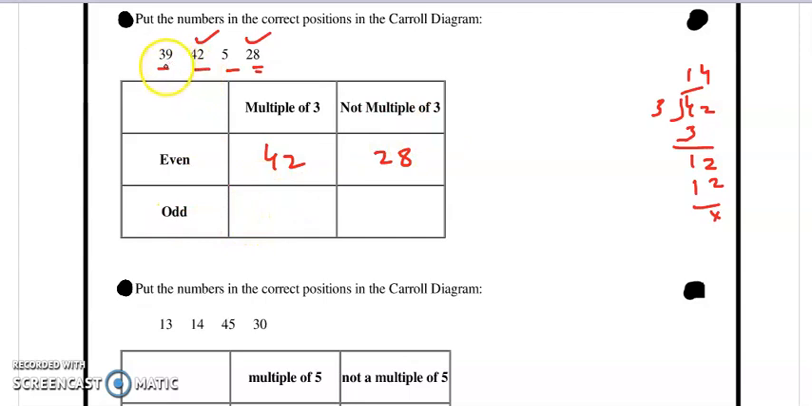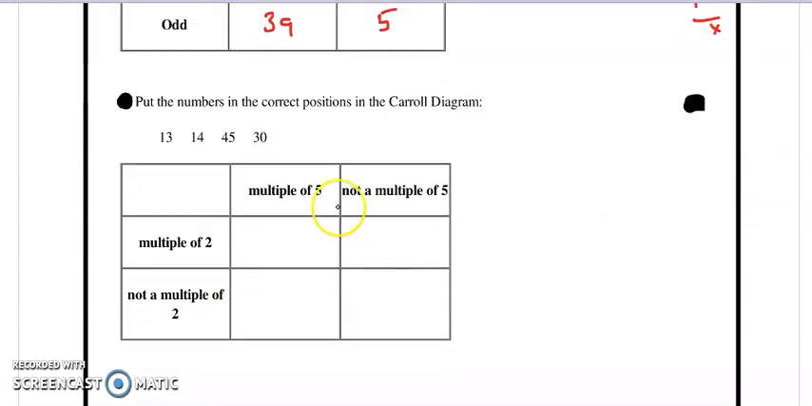And if I look at the odd numbers, there are two odd numbers, 39 and 5. Out of that, 39 is a multiple of 3 and odd, so it will be written here, but 5 is not a multiple of 3 but odd, so I will write it here. If you look at this, you can easily confirm which number has what properties. This is actually the advantage of using a Carroll diagram.